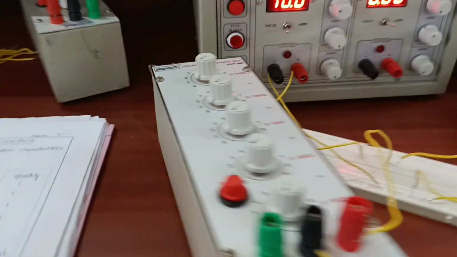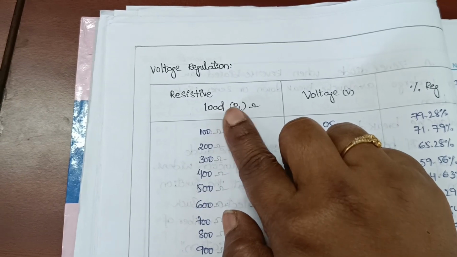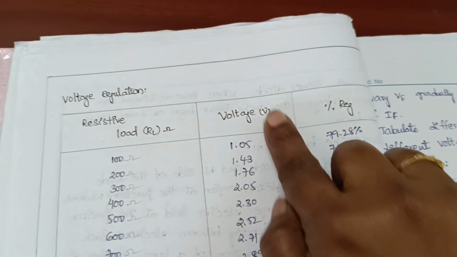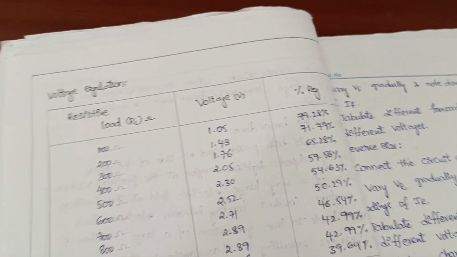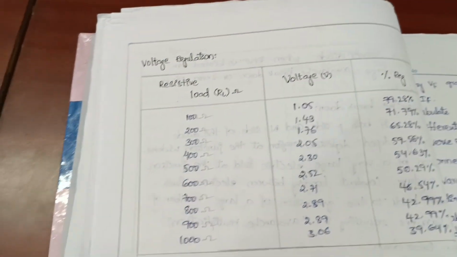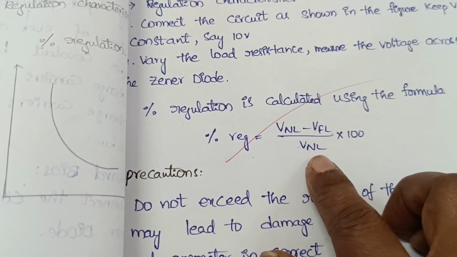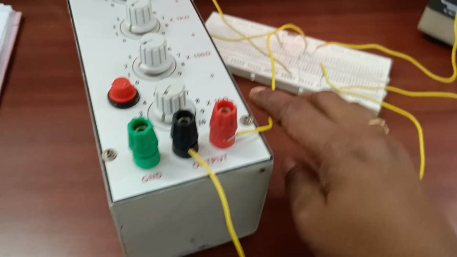We have to measure like this using the truth table. Resistance load means decade resistance box, 100 ohm to 1000 ohm. Next, voltage and percentage regulation. VNL we have to notice here, VNL is 5.22 volts. The formula of the percentage regulation is VNL minus V full load, divided by VNL, into 100. VNL means what we observed before, without load.